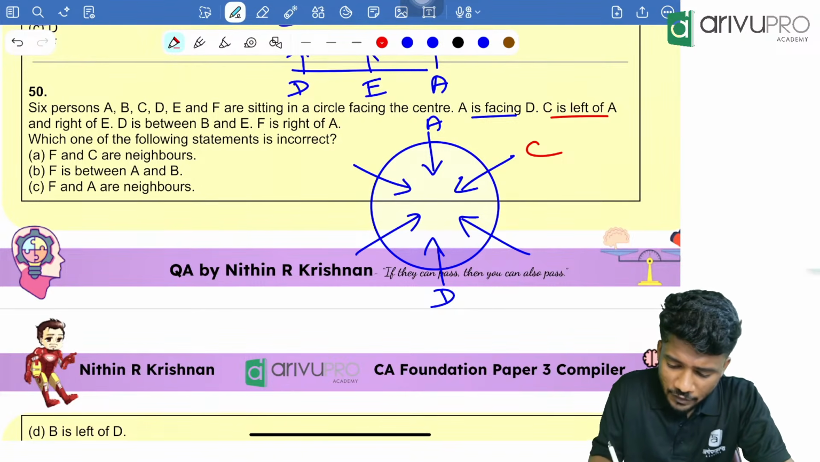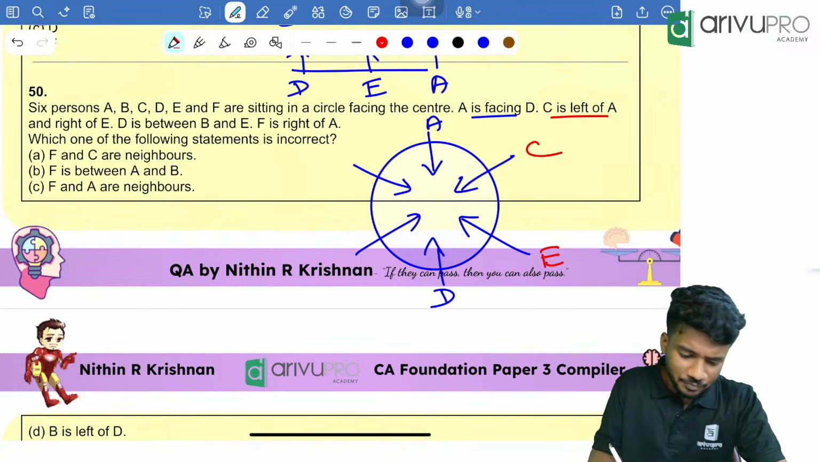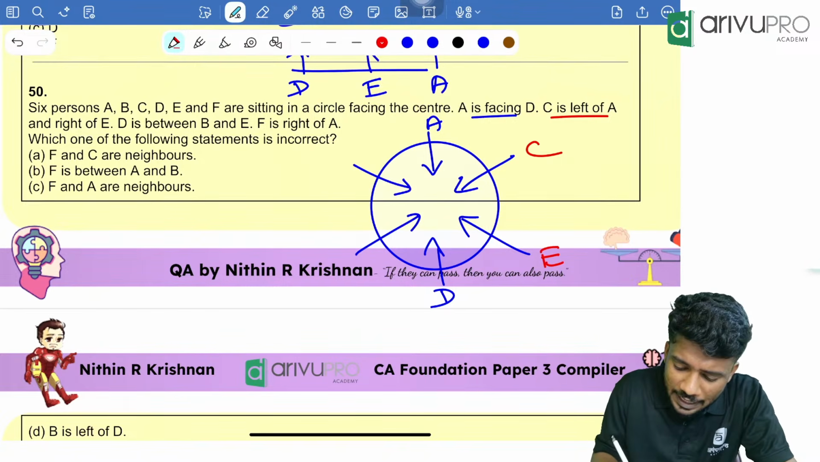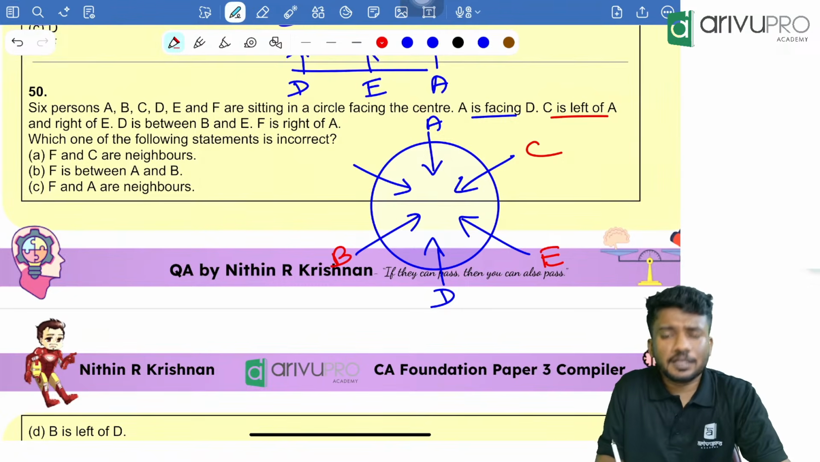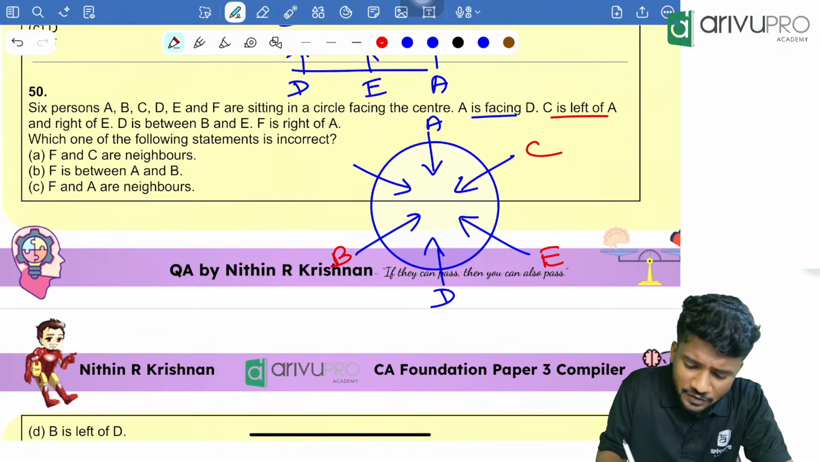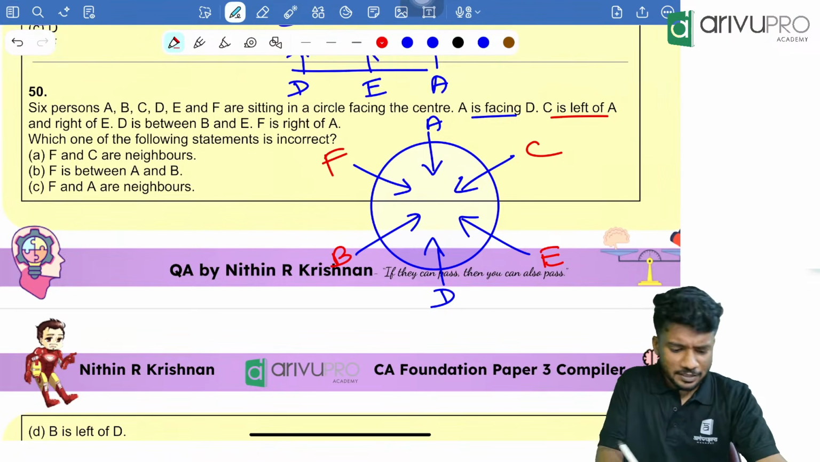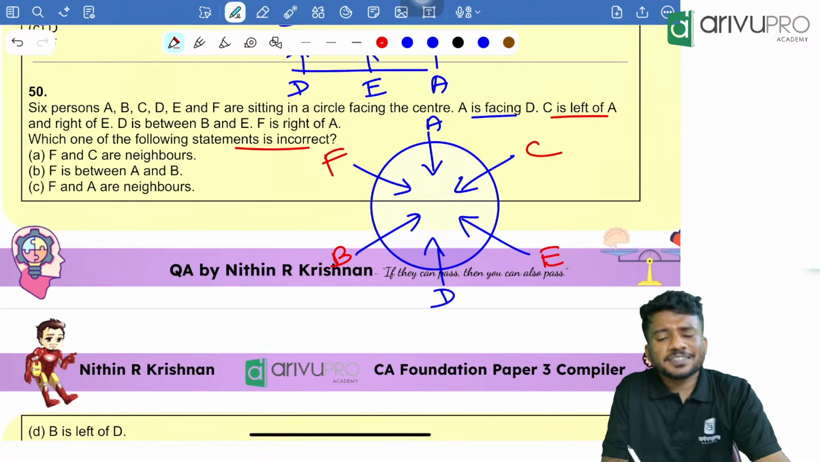C is left of A and right of E. E should be over here. Then D is between B and E. Correct. Then what is given? F is right of A. Everything is given. Which of the following statements is incorrect?